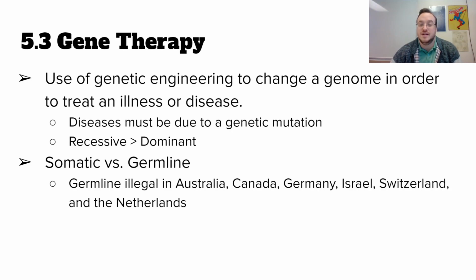Germline cells don't affect the individual, though. They affect their offspring. So this would be if you have a disease or an illness that is genetic and it's going to be passed down to your kids, and you don't want to pass that down. Gene therapy could be used to treat the illness in vitro before fertilization happens, or in a zygote, which would be pre-fetus, right after conception. However, germline gene therapy is illegal in multiple countries. We're talking science here, not ethics, so I'm not going to go into why it's illegal. I just want you to know that it is illegal in multiple countries.